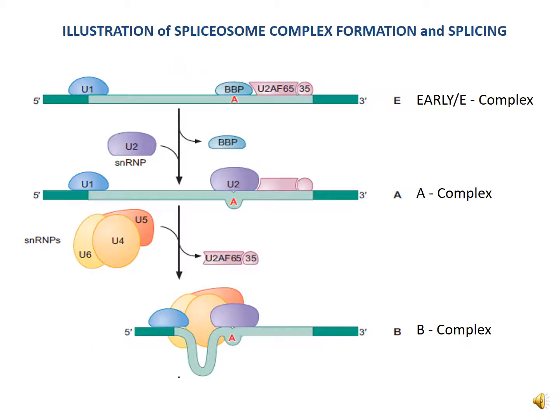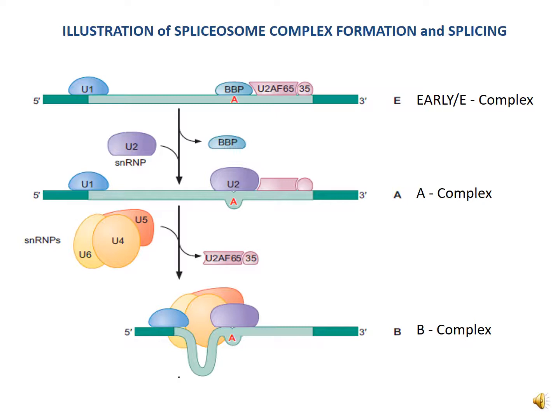This illustration depicts the sequence of steps involved in spliceosome complex formation that results in splicing. The initial event includes the identification and binding of U1 snRNP at the 5' splice site, and branch point binding protein along with U2AF65/35 at the branch site and polypyrimidine tract. This results in the formation of the early or E complex.